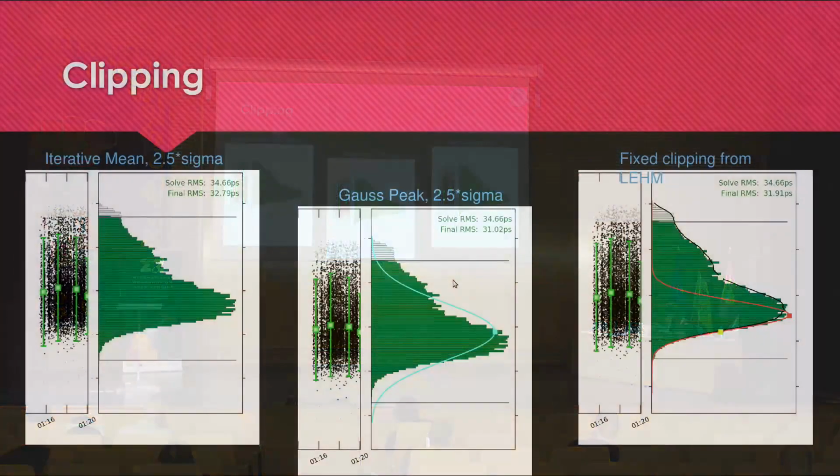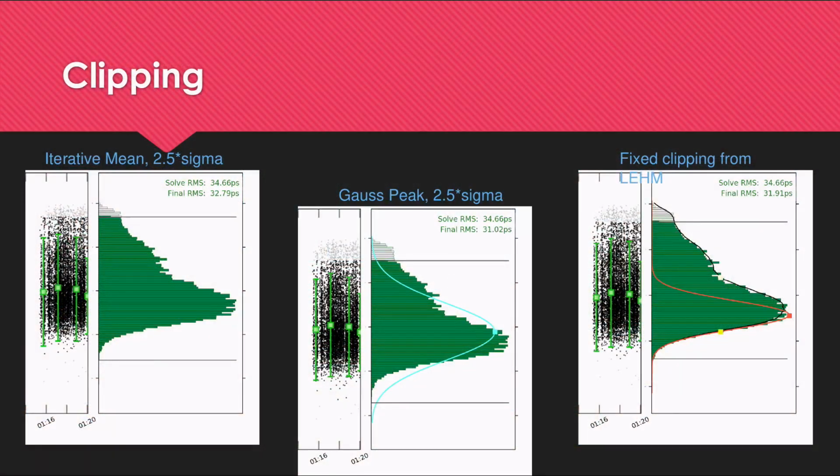Clipping can be done in a number of different ways. One is just an iterative mean calculating an RMS. Second is fitting a Gaussian profile and then taking the peak and the RMS of the profile and clipping according to that. And also we can clip by finding the leading edge half maximum and then setting values in front and behind that point.